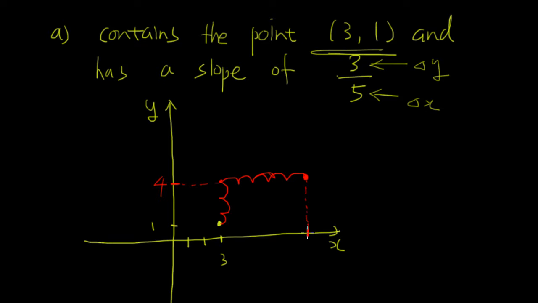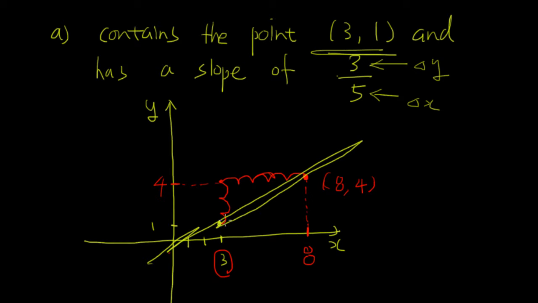Can you guess what this point might be? From 3, we went 5 to the right. That's right, it's going to be 8. So that point is (8, 4). Remember, the x first and the y second. So our graph now should look like this, passing through. Oh, horrible line. Okay, let me try again.